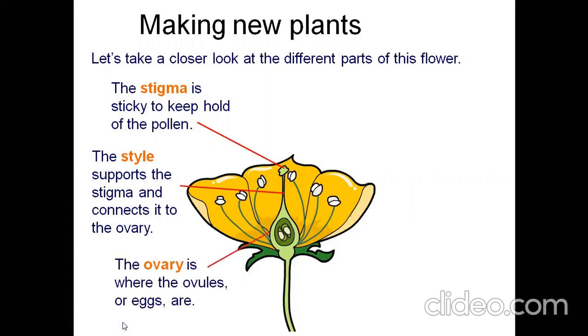Now the ovary is where the ovule or egg cells are produced. Usually the ovule is the region, and in that region egg cells are produced. Okay.